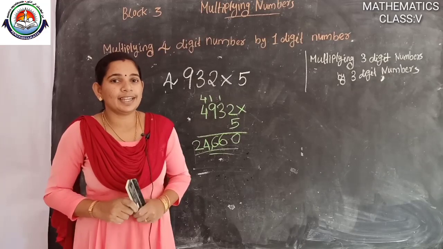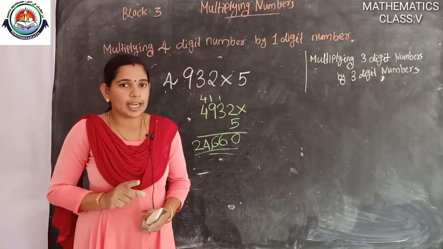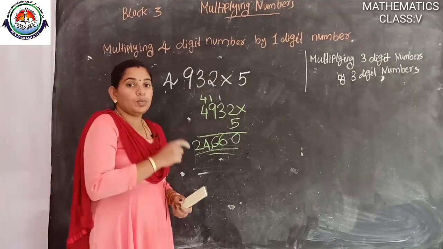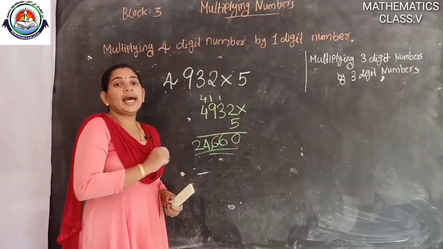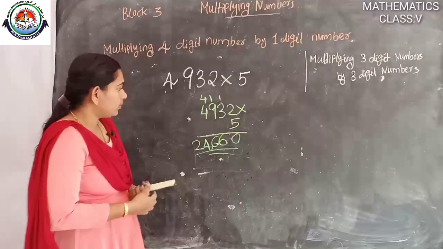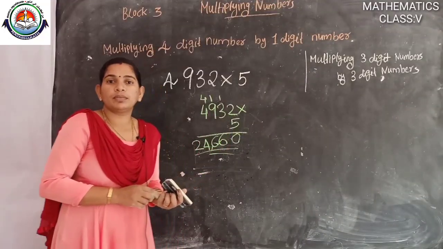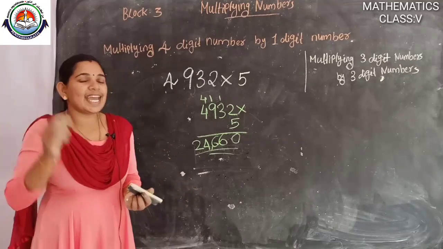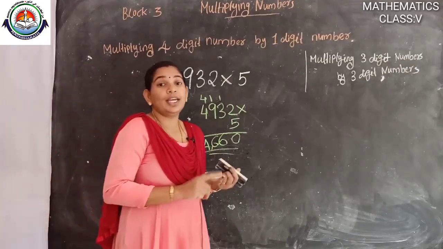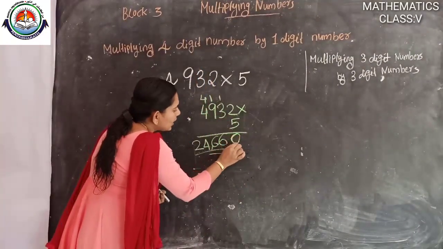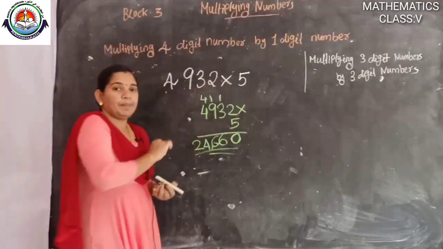Okay, we will check how to get this answer. Ready? Those who are not getting this answer, listen here, then correct your answer. 5 into 2. What is the value of 5 into 2? Yes, 10. So we write 0 here, 1 as a carry.